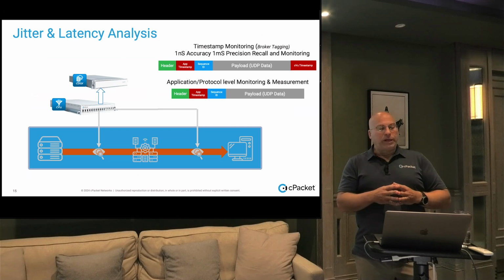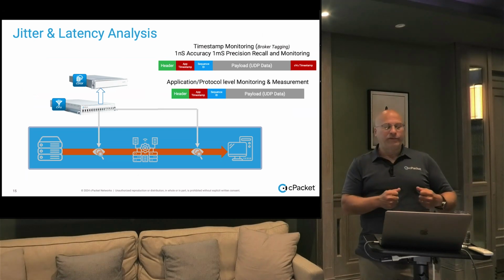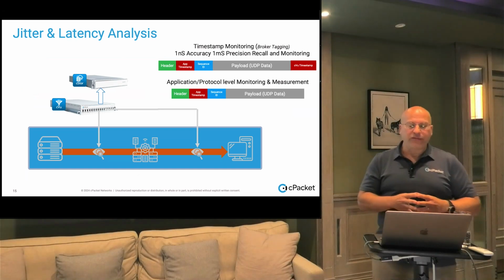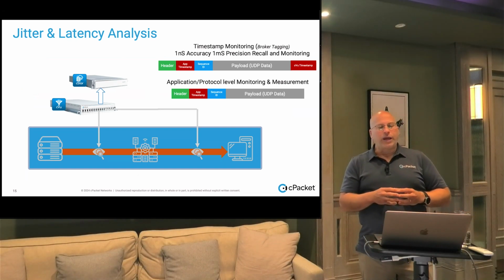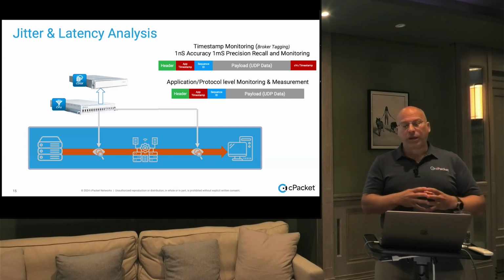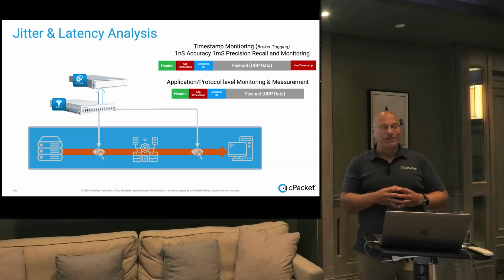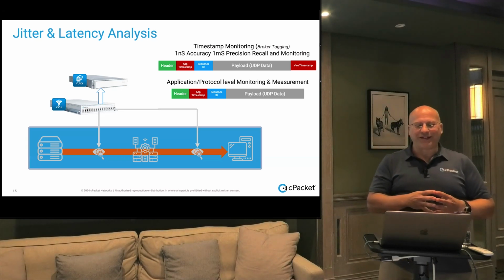So we are able, again, using the hardware timestamp that we have versus the application timestamp on the other hand, to keep track of the latency and the jitter and identify issues that will cause your customers or your consumers of the data to be unhappy.